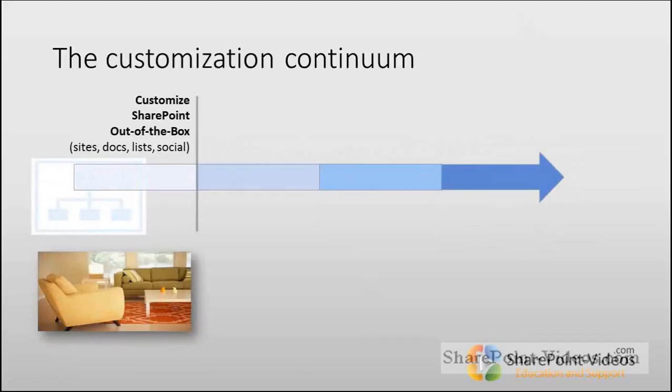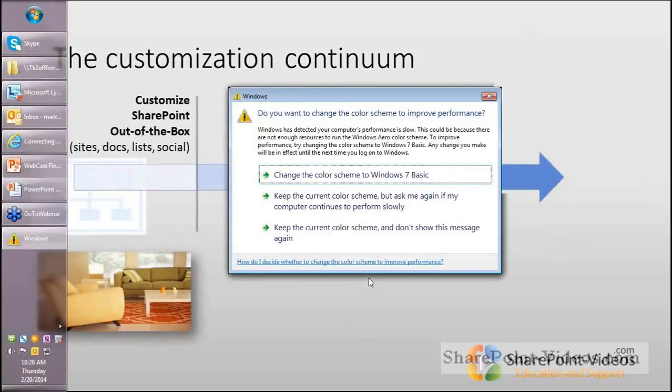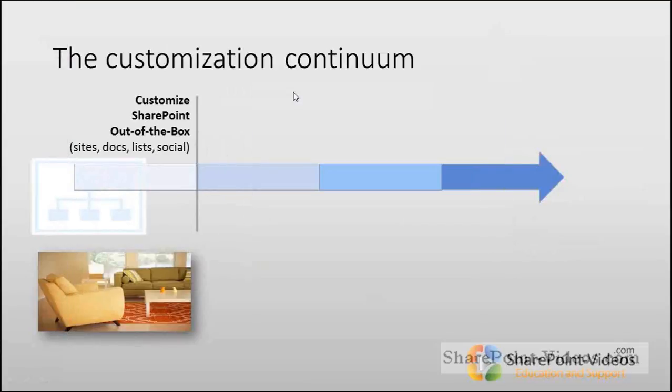Maybe you're going to buy some new furniture, or maybe you're going to migrate some of the old furniture from your house to the new house. And so that's kind of like the first thing that people do with the customization, what I call the customization continuum. But it doesn't stop there.